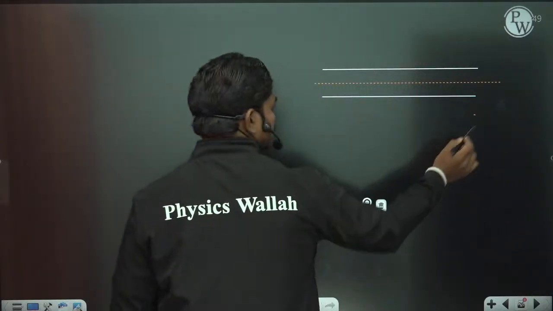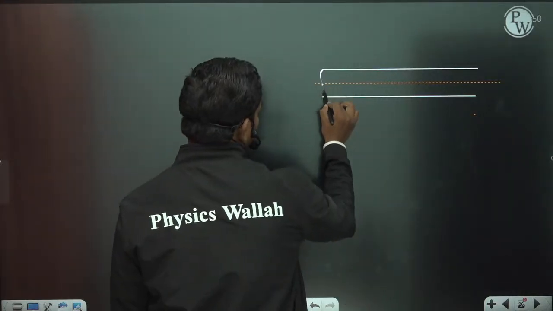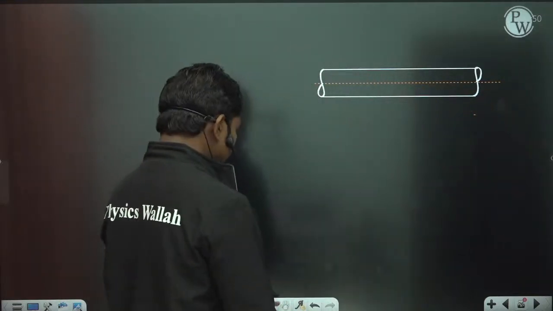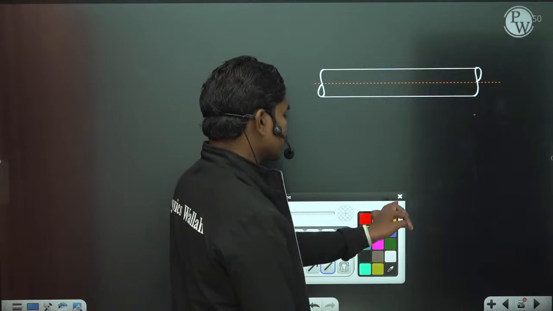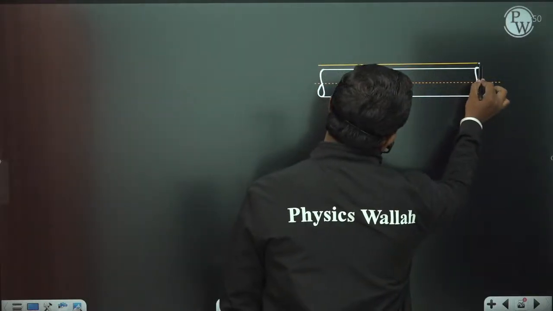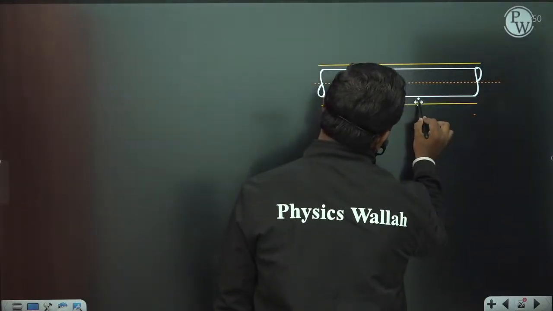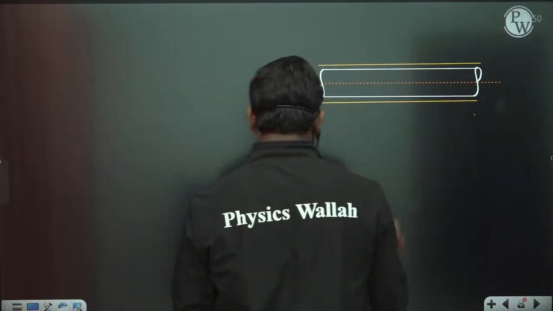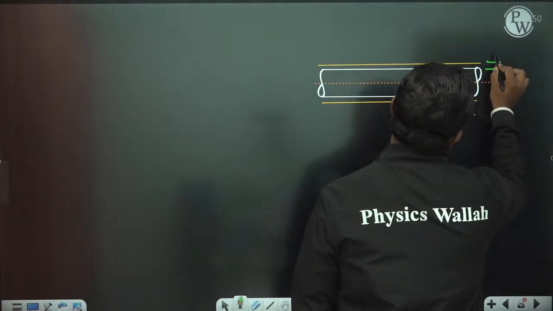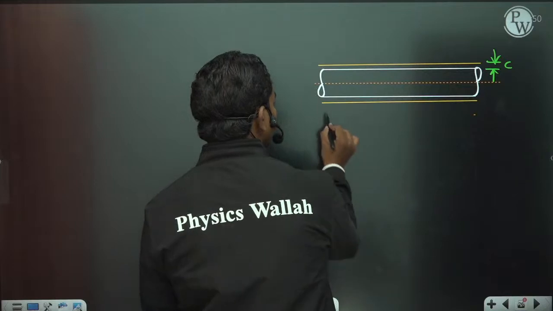This shaft has an axis. So this shaft is placed inside some bearing. It is given that the clearance between the shaft and the bearing is C. So this clearance is C directly. Okay, and the length of the shaft is L.